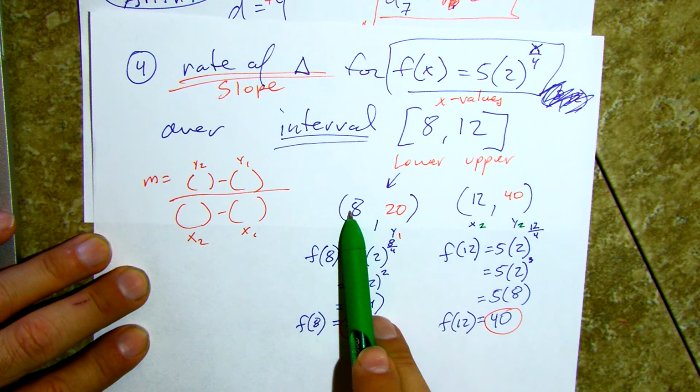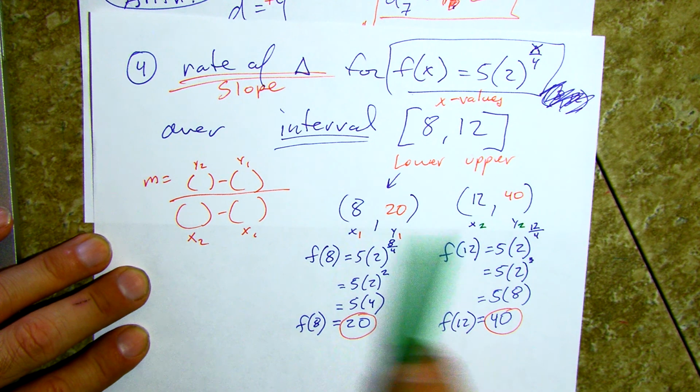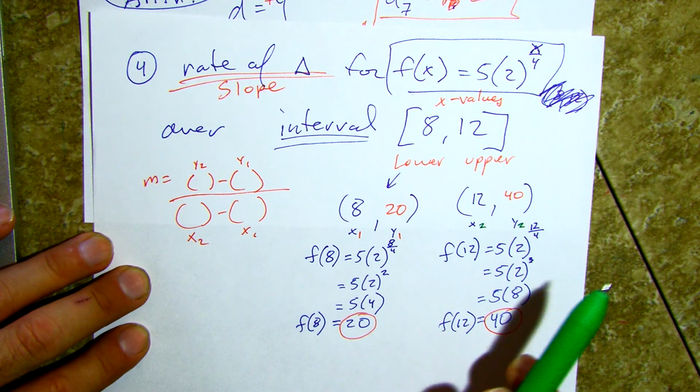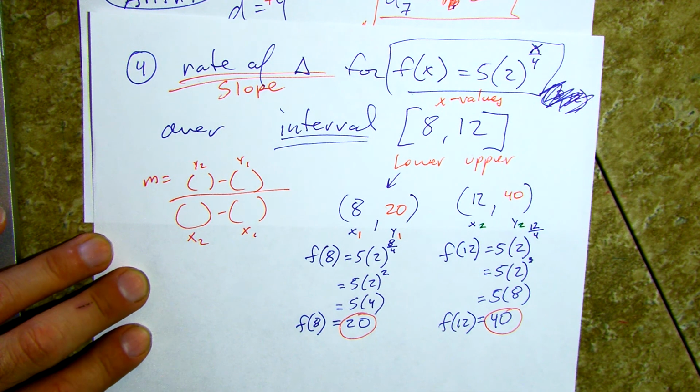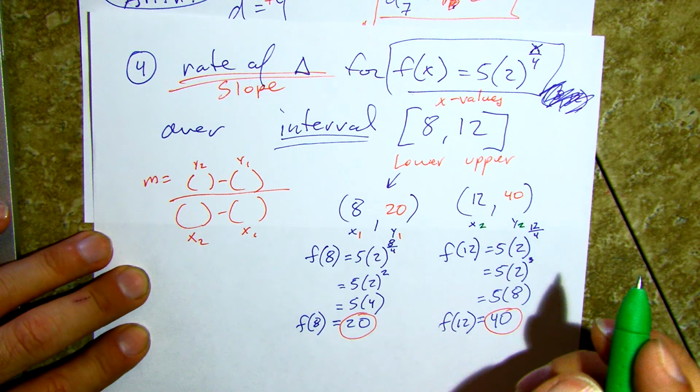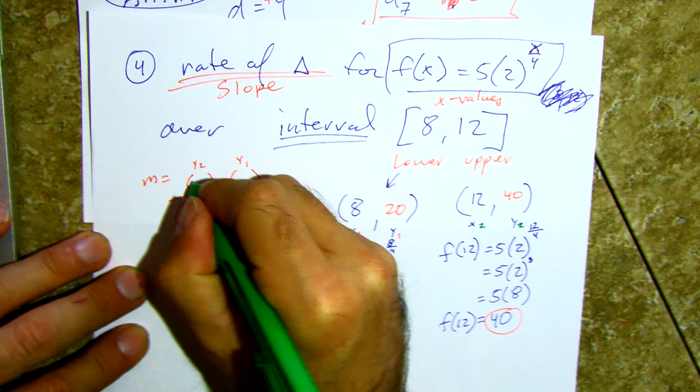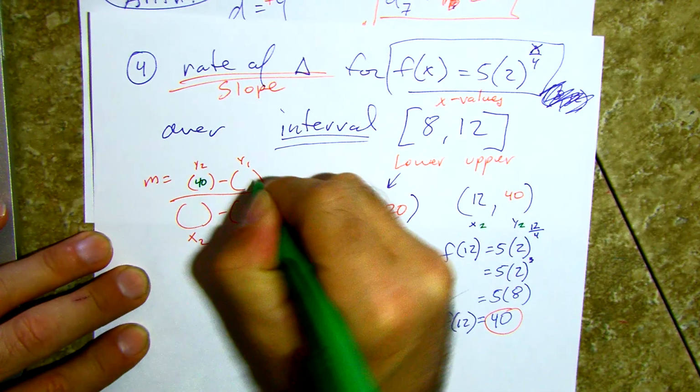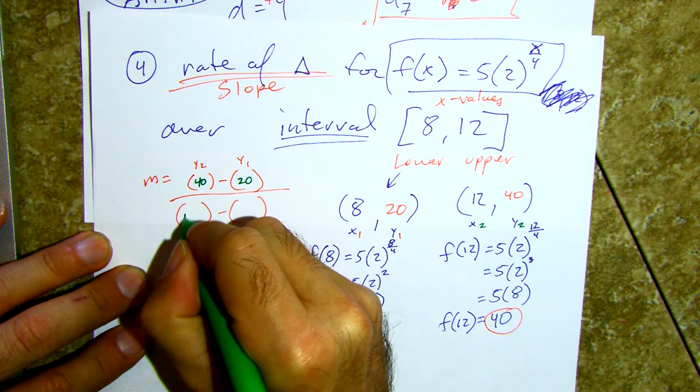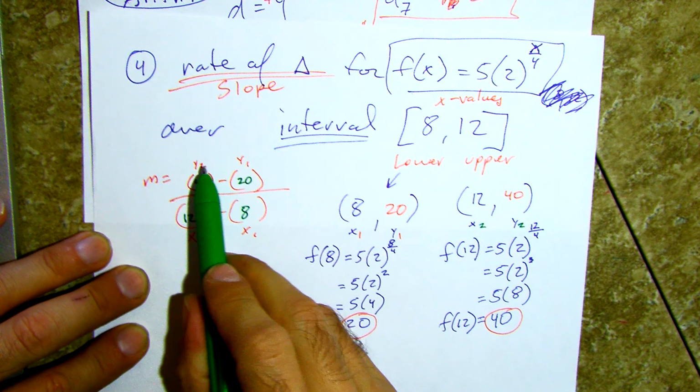Okay. So now I'm going to plug in 40, I'll plug in 20, I'll plug in 12, I'll plug in 8. Just make sure it's y2, y1, x2, x1. It doesn't matter which points, x1, y1, x2, y2. It doesn't matter which point you choose. You just got to be consistent.